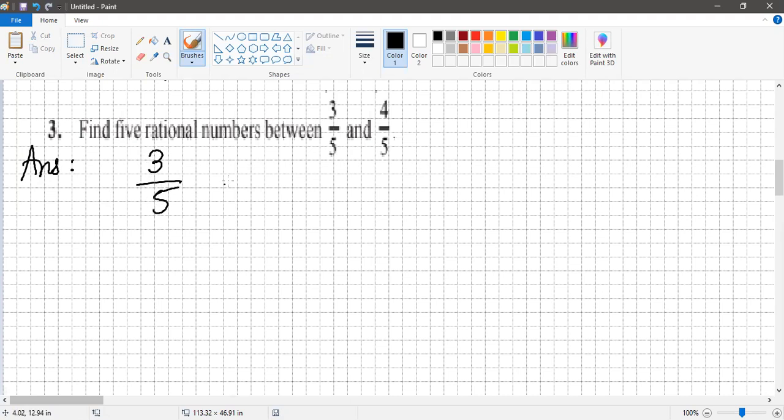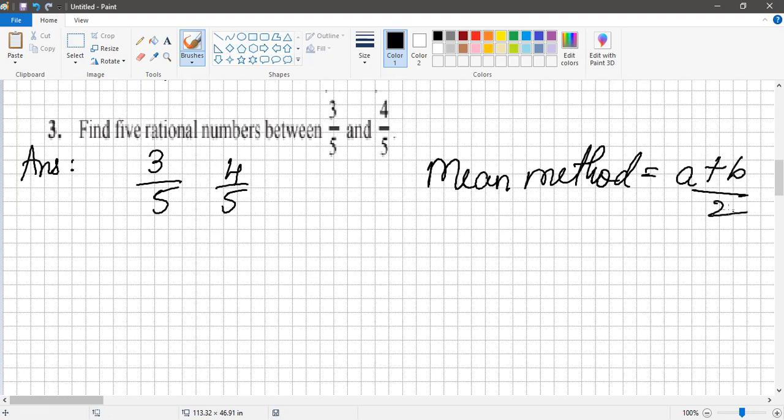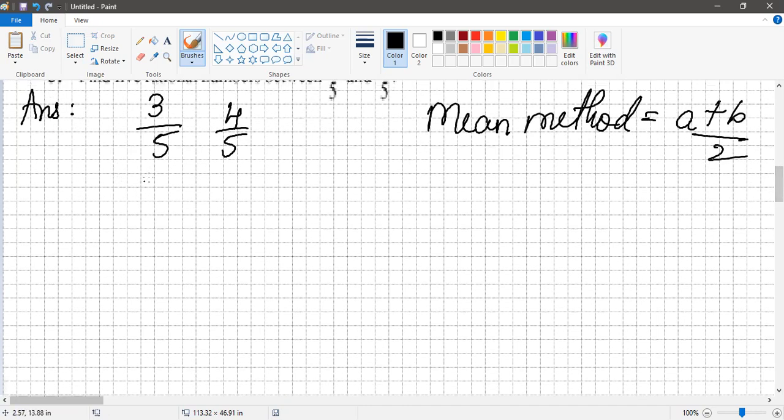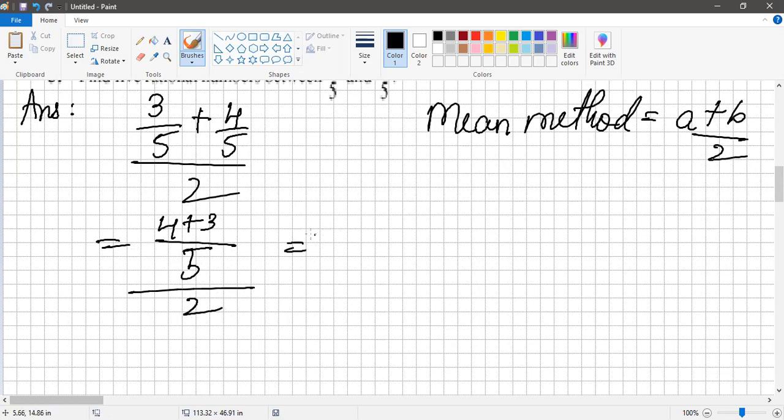Okay, so 3 by 5 and 4 by 5. I've told you that the mean method is nothing but (a plus b) by 2. So that means 3 by 5 plus 4 by 5, by 2. So a is 3 by 5, b is 4 by 5. Since we have like denominators, this is equal to 3 plus 4 by 5, by 2. So this is nothing but 7 by 5 by 2.